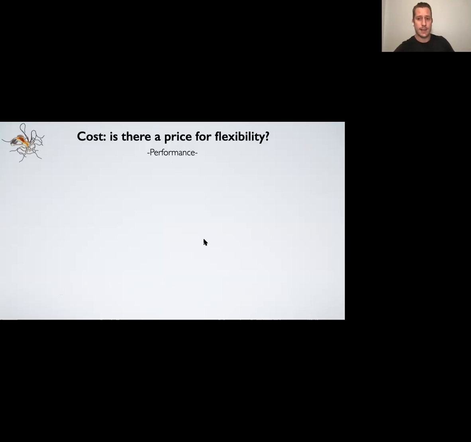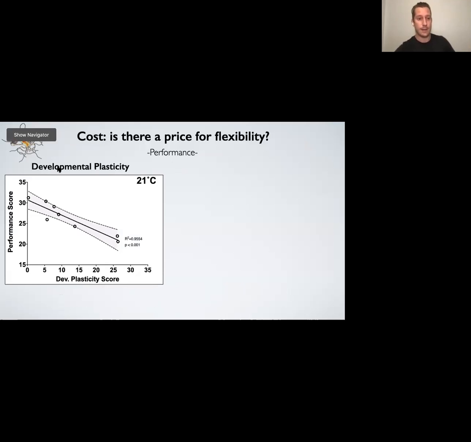Looking at performance costs, what I've done here is looked, again, specifically at developmental plasticity. On the x-axis, we have developmental plasticity score. The higher the score, the more developmentally plastic they are. And on the y-axis, we have performance score, which is going to be routine metabolic rate. This is from clones that developed and were acclimated to 21 degrees Celsius. So what's the cost of being a plastic individual when you're in an environment that's not necessarily requiring that plasticity to be used? What we see is that more developmentally plastic individuals have lower performance, so their routine metabolic rates are lower.